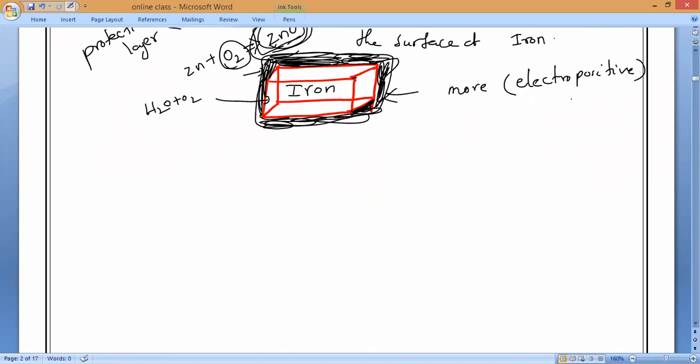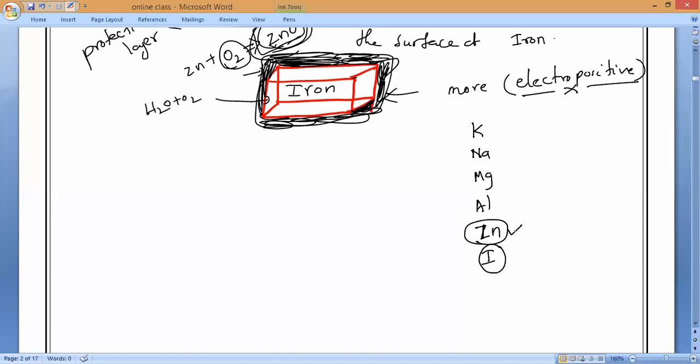Sir, what is electropositive? I told you, it is reactivity nature. If we say the metal activity series, can anybody say the metal activity series? Potassium, sodium, calcium, aluminum, zinc, iron. Who is more electropositive? Who is more reactive? Zinc is more reactive.